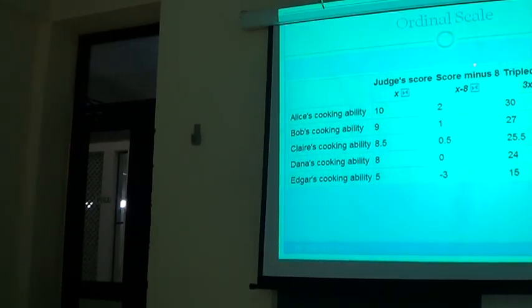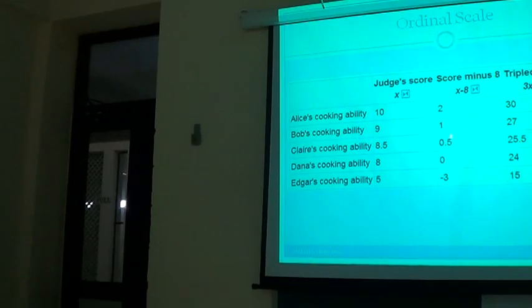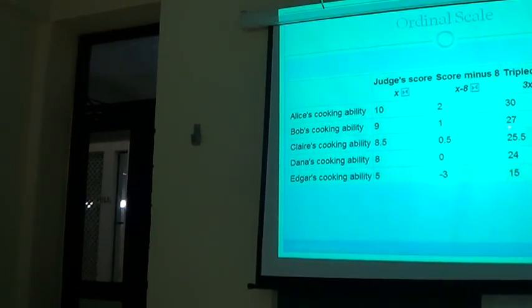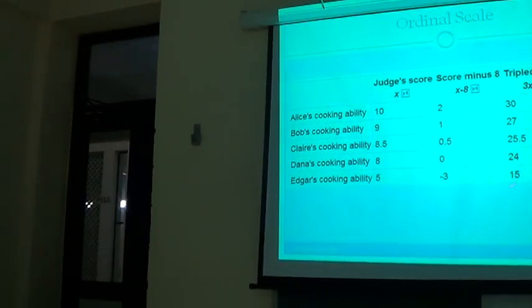Now, your score minus 8. X minus 8: 2, 1.5, 0, minus 3. The order is preserved here. Right. Now I'm tripling the score: 30, 27, 25.5, 24, 15. Again, the order is preserved here.